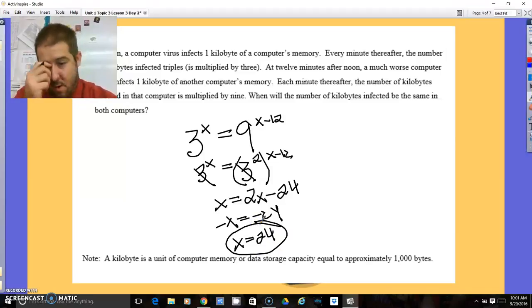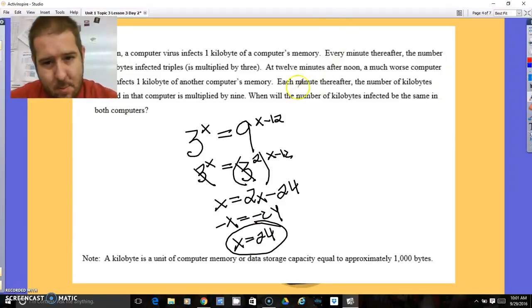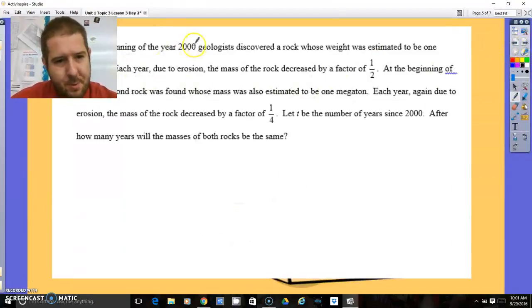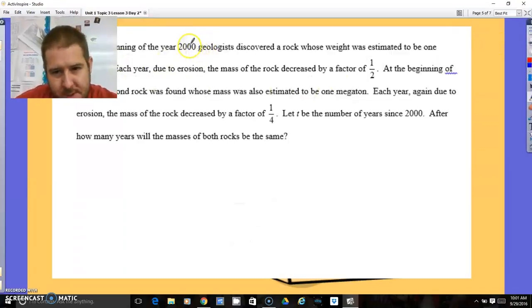So it takes 24 weeks, I think, or minutes for them to be exactly the same amount affected in each computer. All right, so question number 3, geologist. So this one gets you thinking about time. Oh, no, time is the last question. So the first rock decreases by a factor of half. It's called half-life in science.